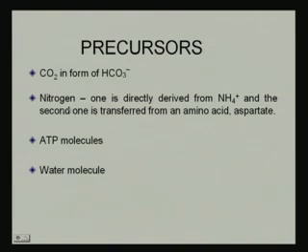How are the nitrogen groups coming? One is directly derived from ammonium, that is NH4+, and the second one is coming from the amino acid aspartate. ATP molecules are playing a significant role in this urea cycle.